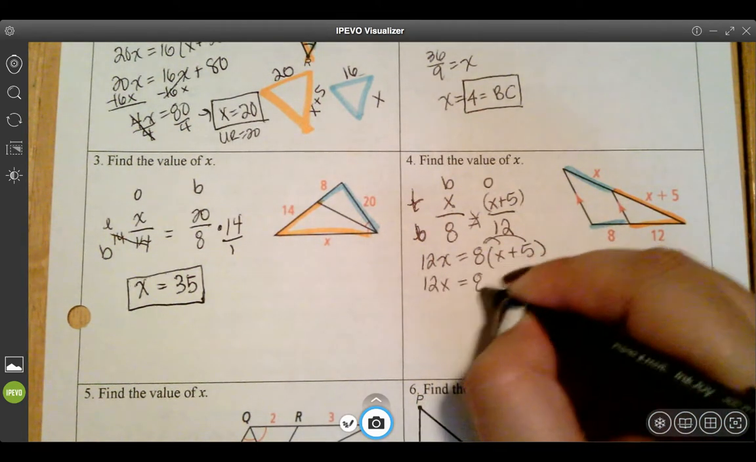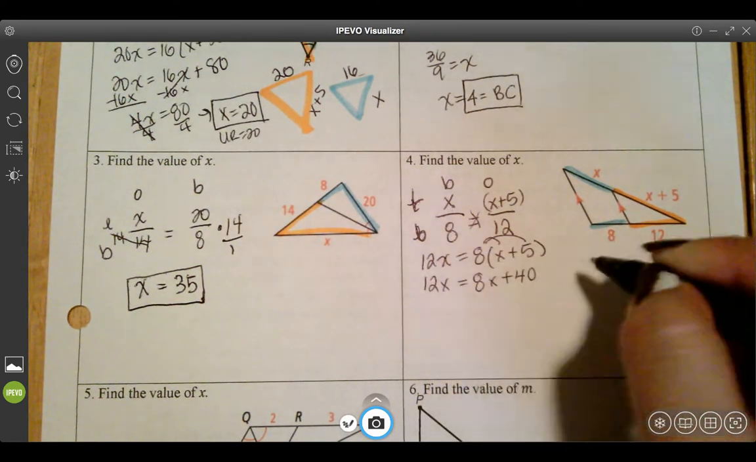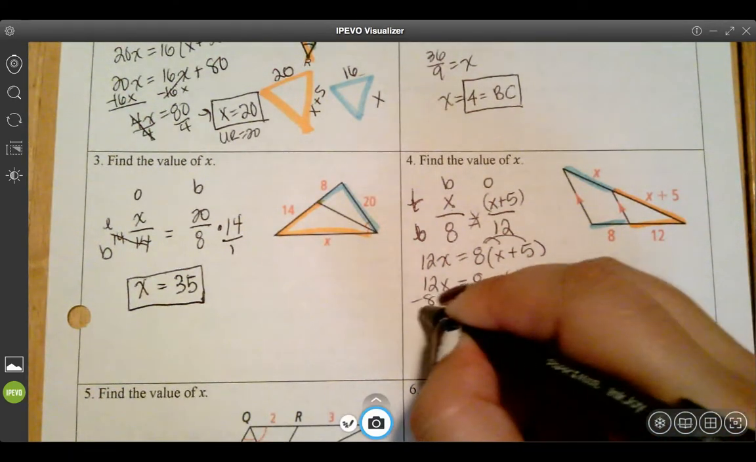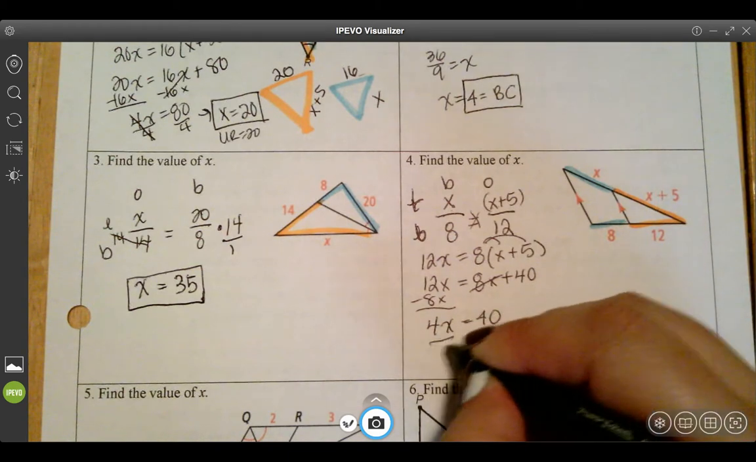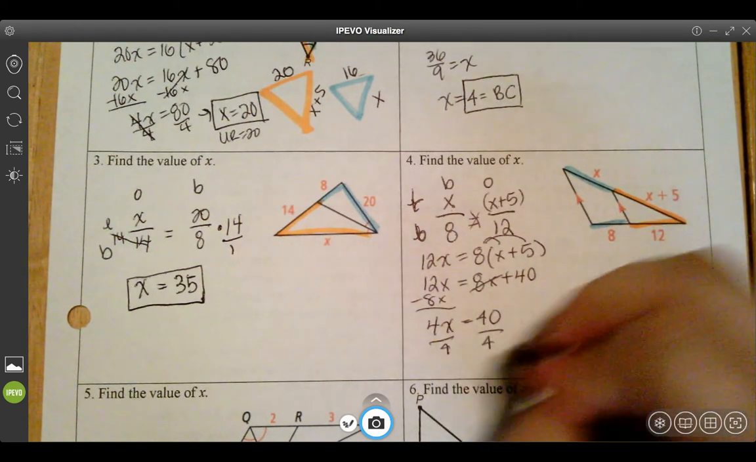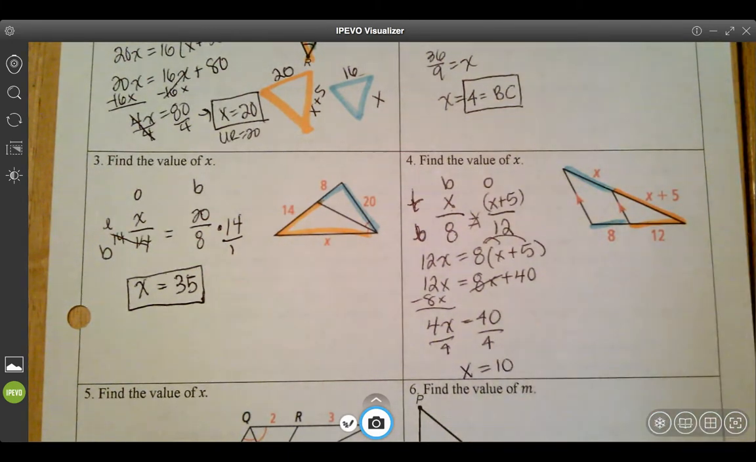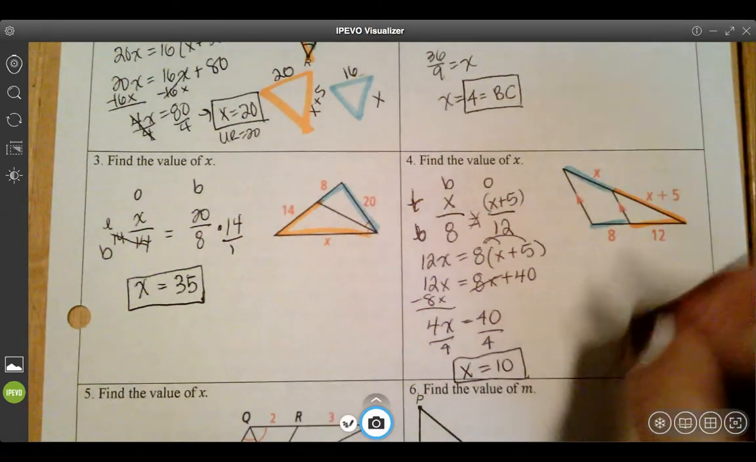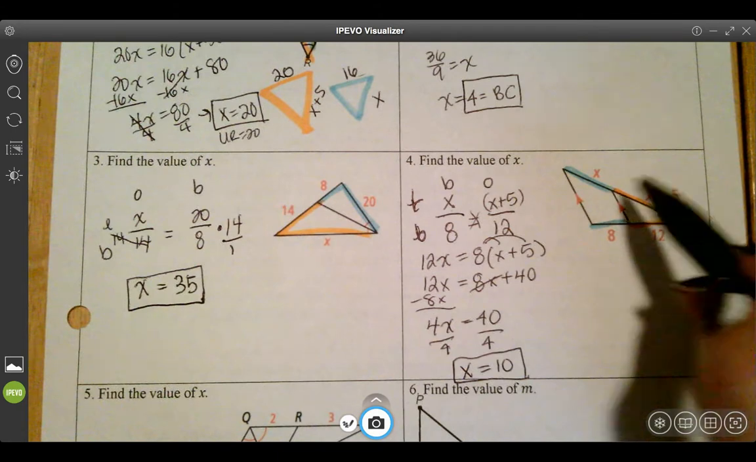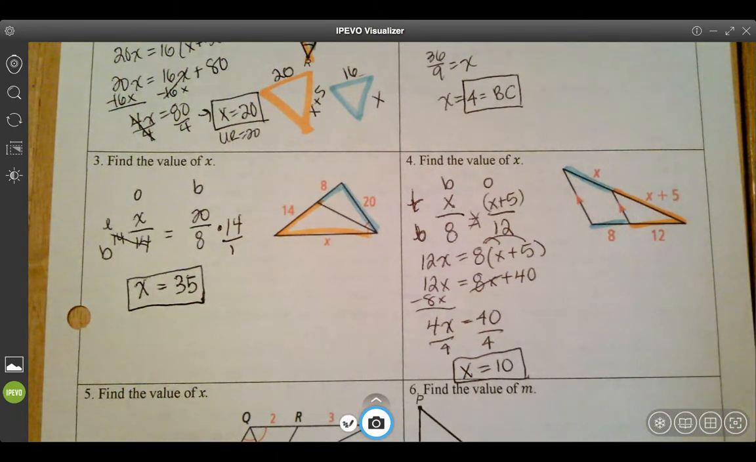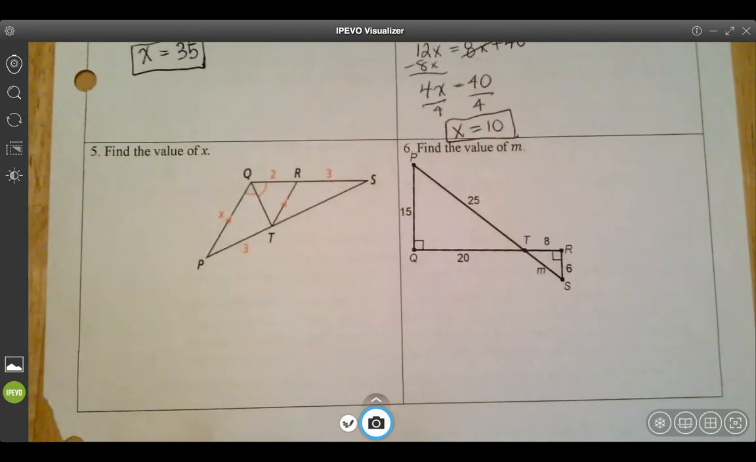12x equals 8x plus 40, minus 8x. 4x equals 40. Divide by 4, x equals 10. Make sure you're answering the question. It didn't tell me to find both side lengths, just x, so we can leave it like that. Go ahead and try number 5.